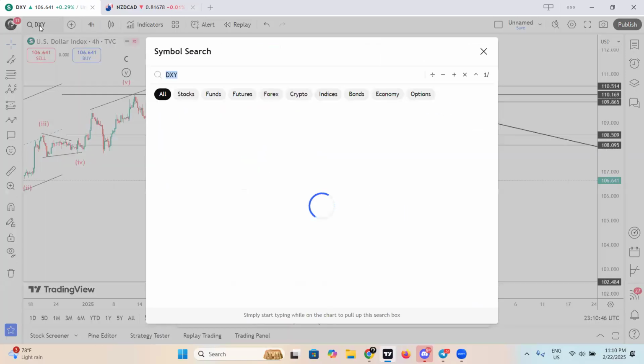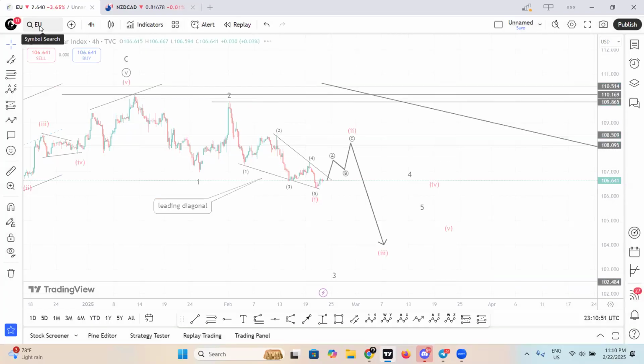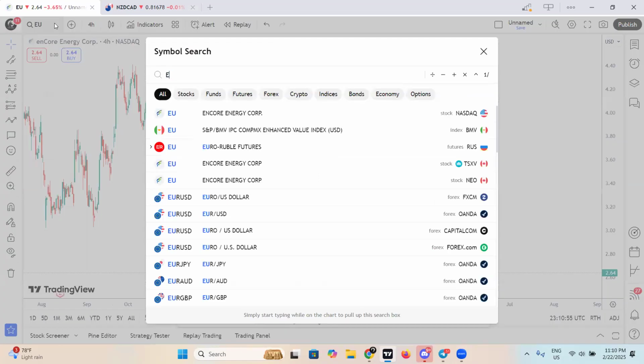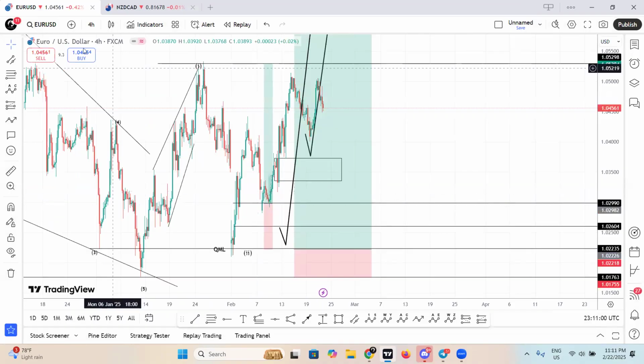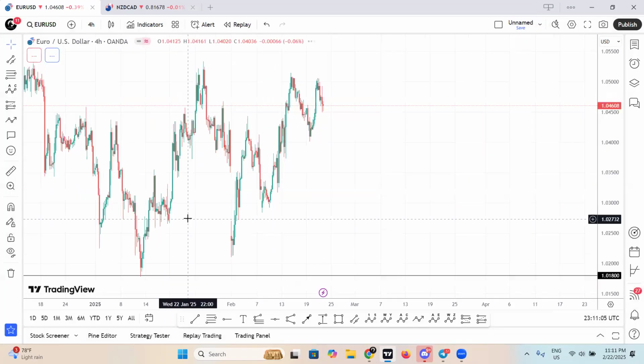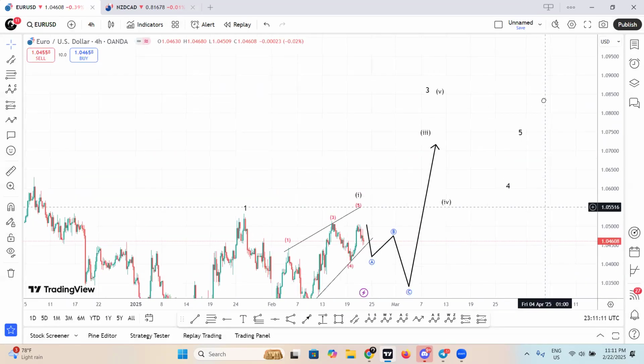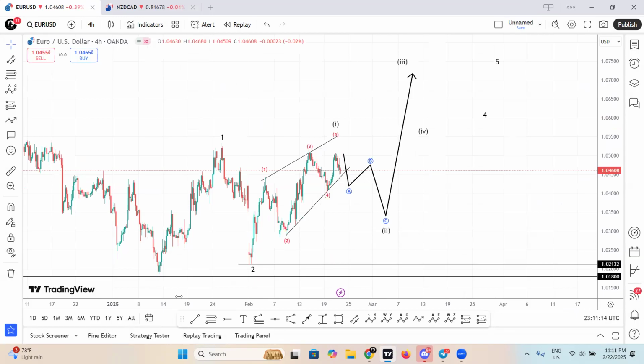So let's go to the EU. This EU chart is messy, so let me pick another EU. Okay, if you look at EU, the same thing we have: after the break of structure, this is wave one to the upside, then wave two, which was caused by the tariff placed on Canada and others.